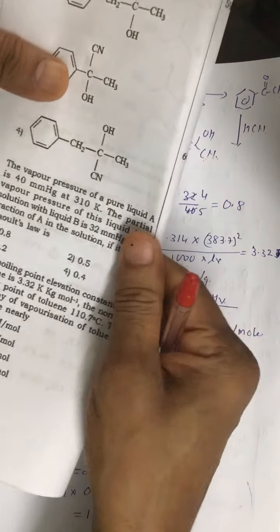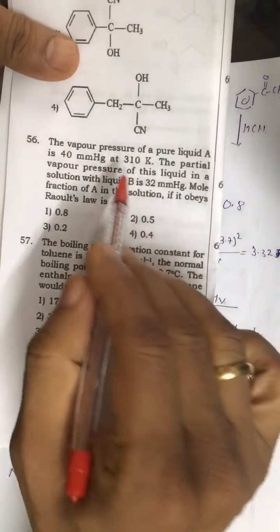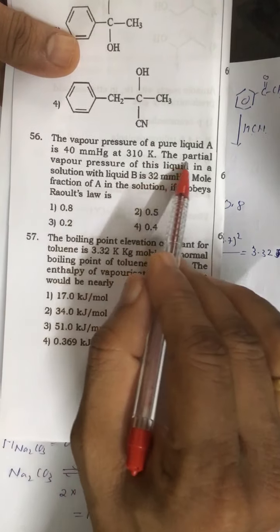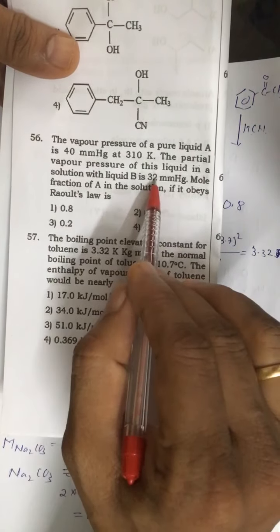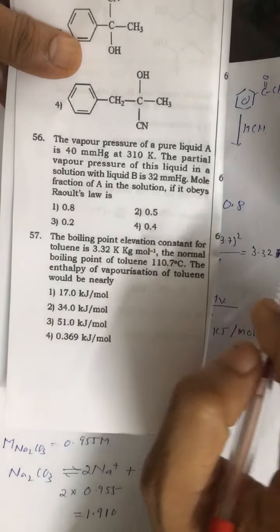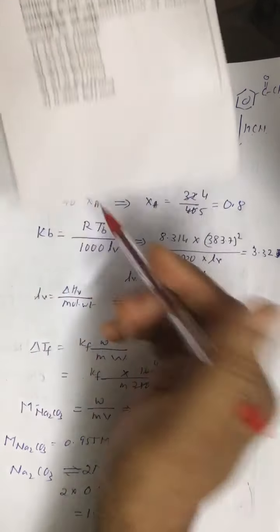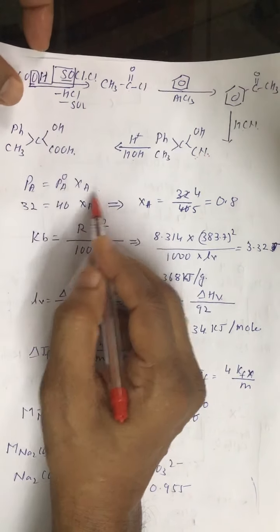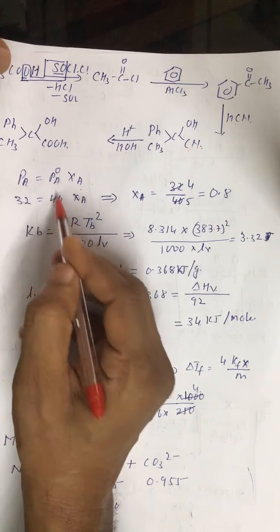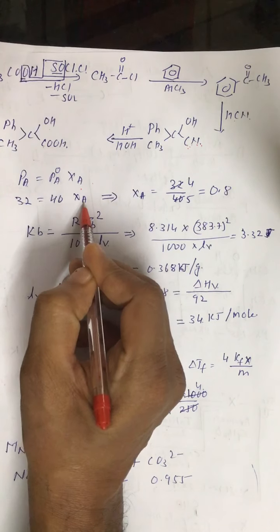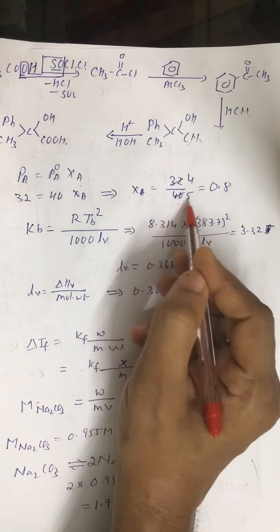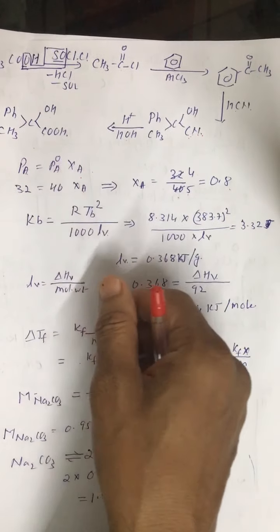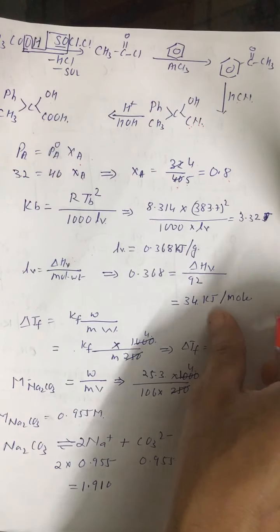Vapor pressure of a pure liquid A is 40 mm, and the partial pressure is 32 mm. We have to find out the mole fraction. So it is a very simple question. PA is equal to P0A times x of A. PA is given, P0A is given, x of A we have to find out. So 32 by 40, or 4 by 5. 56 correct answer is first option.